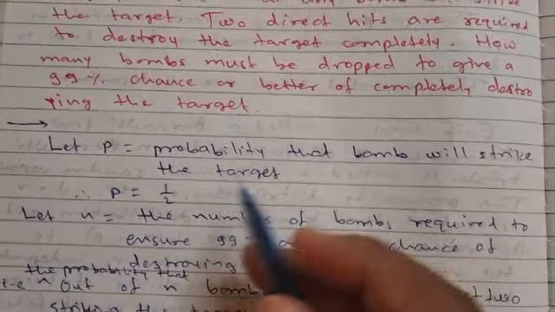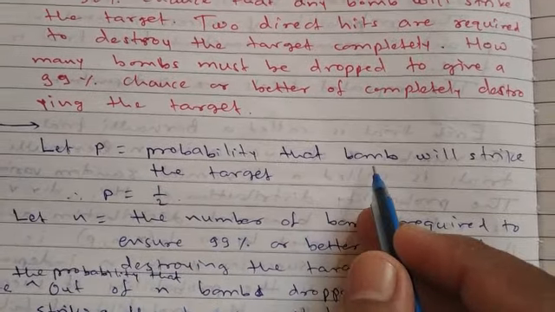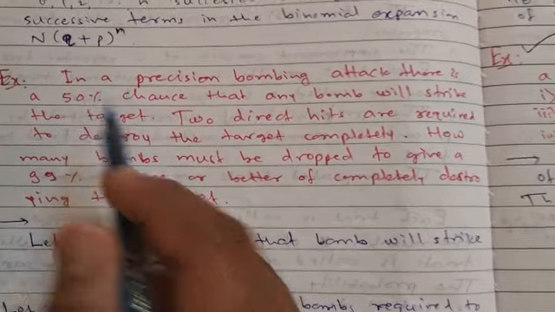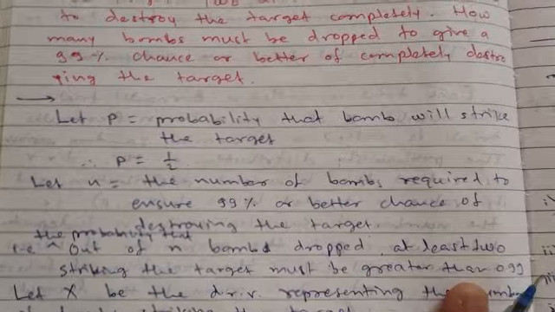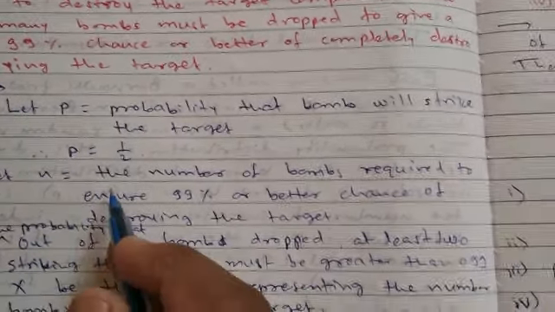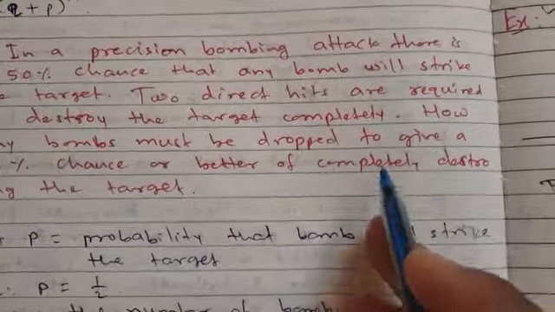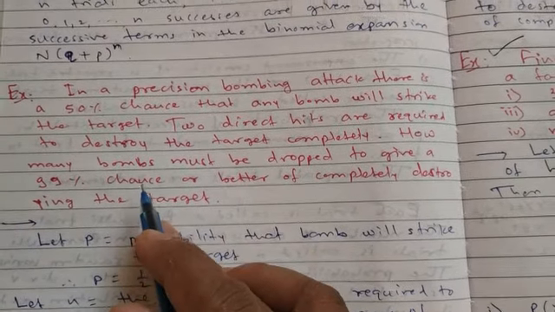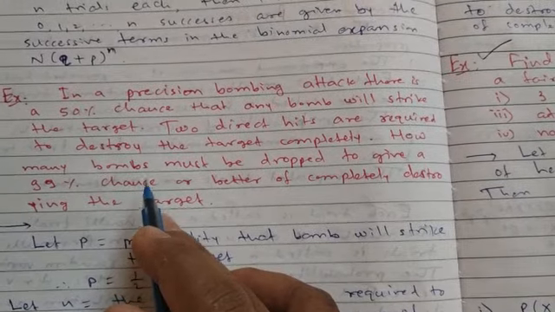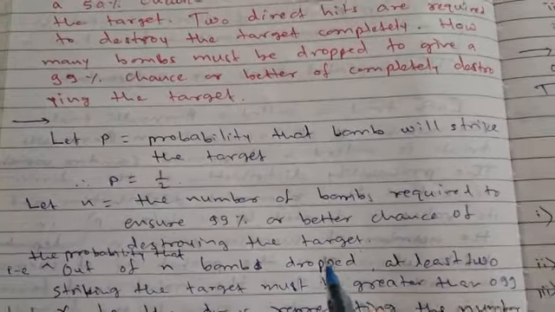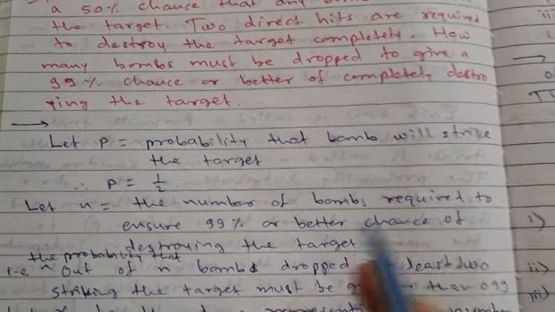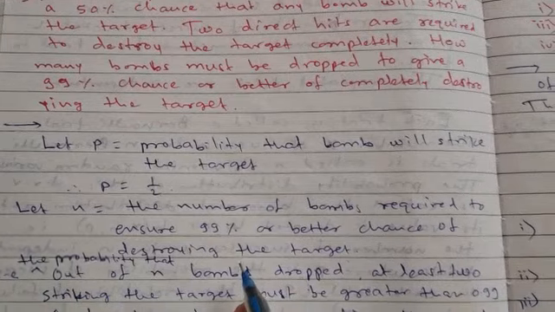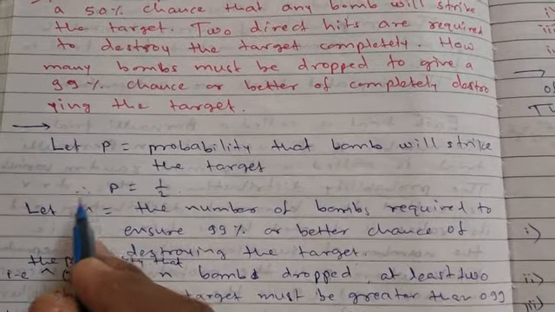Let p equal to probability that a bomb will strike the target. So it is 50% given in the example. 50% means 1 by 2. Now let n equal to, so what is our target here? How many bombs must be dropped to give a 99% chance? So some probability is given. So let n equal to the number of bombs required to ensure 99% or better chance of destroying the target. So we have to find out what this n is.